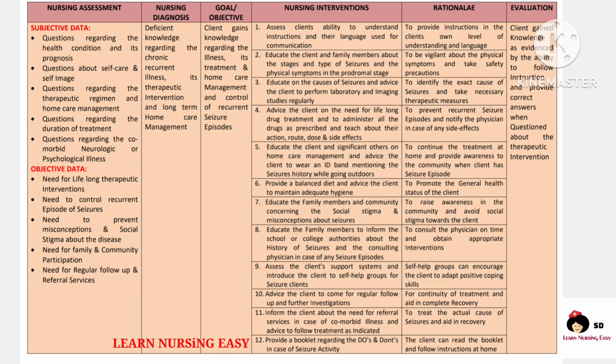Educate the client and family members about the home care management and tell the client to wear the ID band mentioning seizures while going outdoors, so that whenever the patient has any seizure activity outdoors, they can be referred to the appropriate hospital. Provide a balanced diet and advise the client to maintain adequate hygiene. So this will promote general health of the client. Educate the family members and community regarding the social stigma and misconception about seizures, so that it will raise awareness in the community and avoid social stigma.